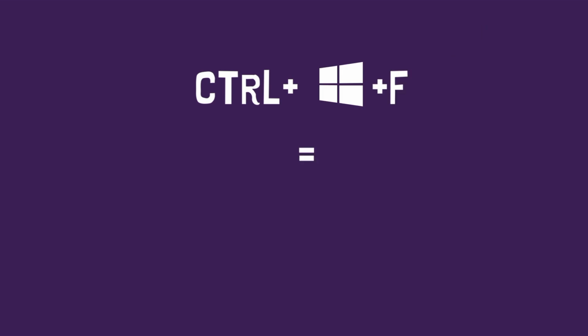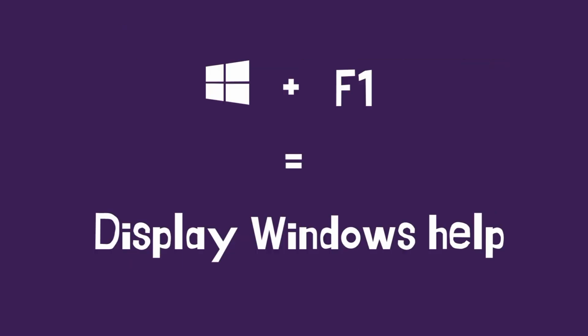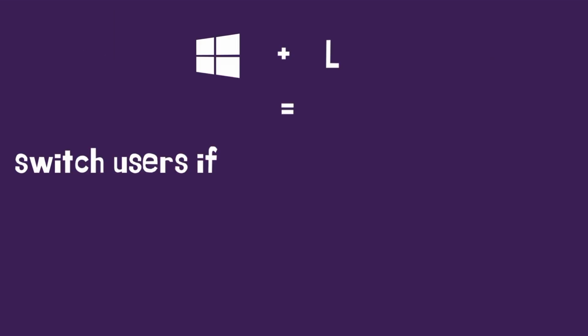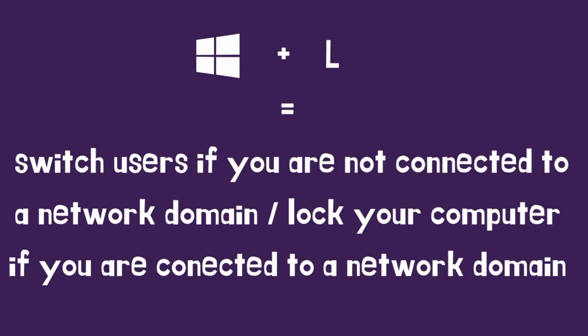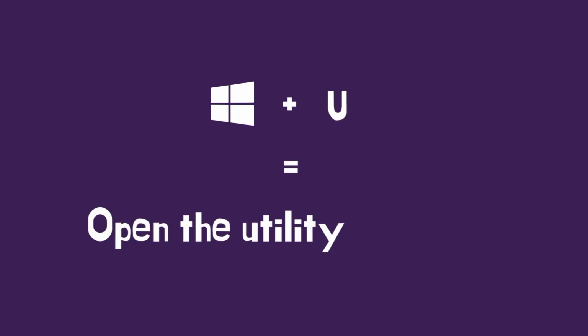Press Ctrl plus Windows plus F to search for computers. Press Windows plus F1, it will display Windows Help. Windows plus L switches users if you are not connected to a network domain, or locks the computer if you are connected to a network domain. Windows plus R will help you to open the Run dialog box. Press Windows plus U to open the Utility Manager.